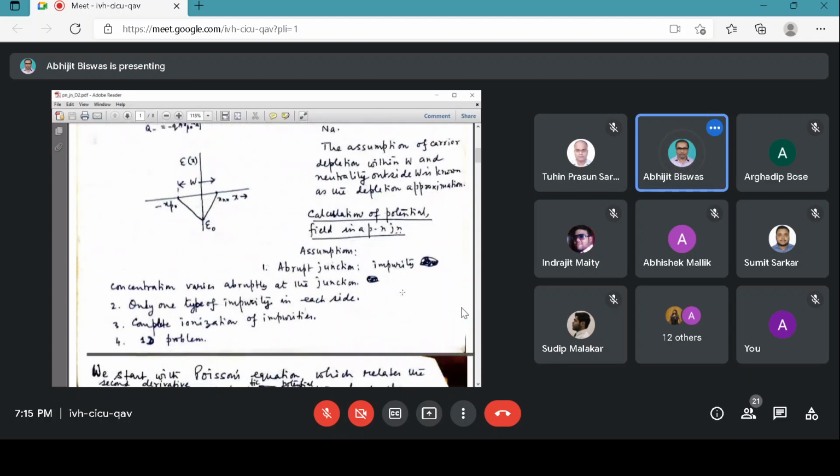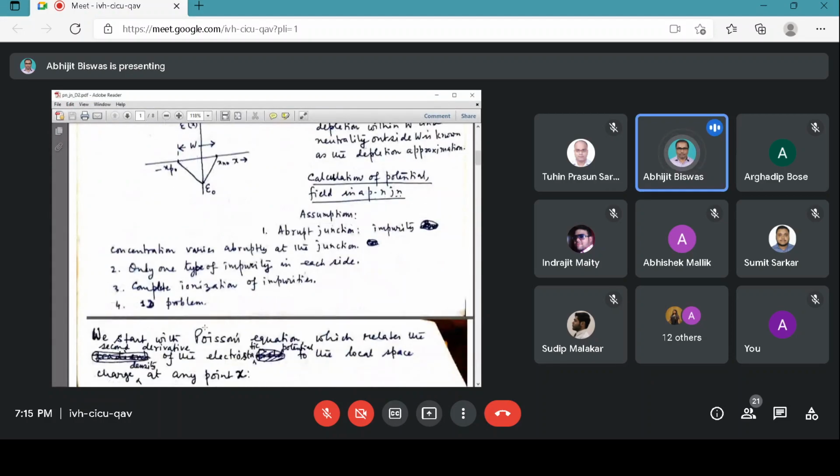Okay. So now we want to calculate the electrostatic potential profile within the depletion region, within the PN junction, semiconductor junction. Before that, we'll make some assumptions. First assumption is abrupt junction. I already explained to you that impurity concentration varies abruptly at the junction. I have shown the figure in my previous class.